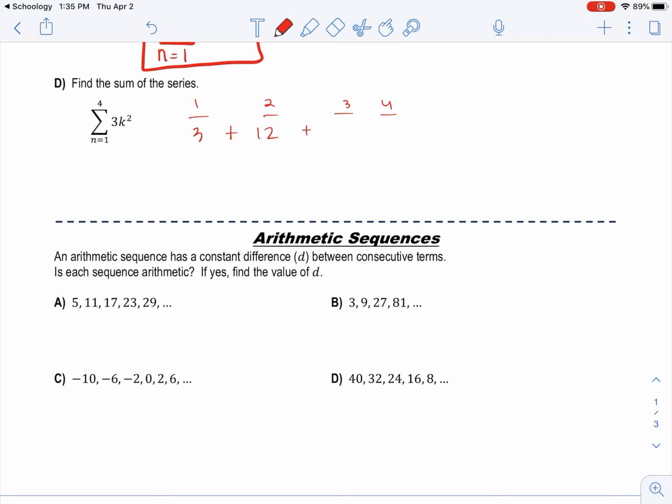Plugging in 3, 3 squared is 9, 3 times 9 is 27. Plugging in 4, 4 squared is 16, 16 times 3 is 48. Add those up. These two are 60. It's 87 plus 3 is 90. And there's my answer.